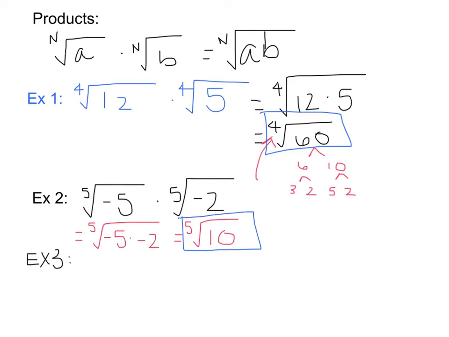Let's look at our last example. We have the fourth root of 7 times the fifth root of 7, and we're going to try to multiply them. Remember, the first thing I say to do is to check their indexes. Are the indexes the same? 4 is not the same as 5, so therefore you cannot simplify this problem. You cannot do anything with it. That's your final answer.